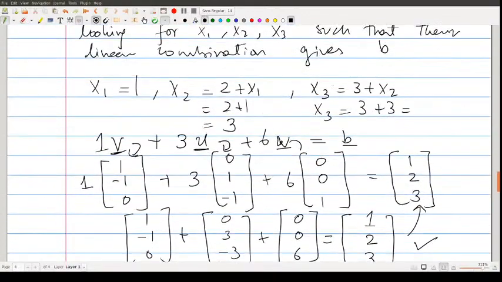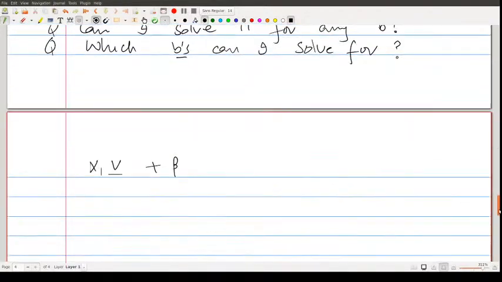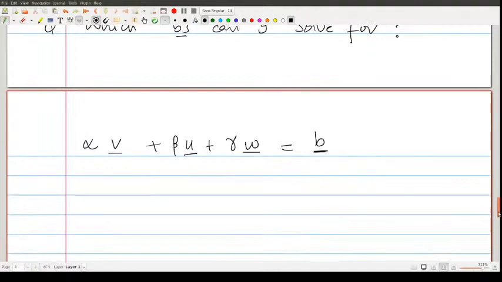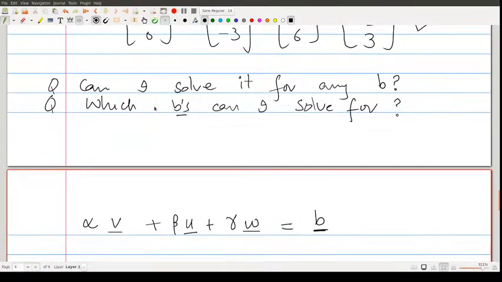Sorry, which one did I have? So let's take alpha V plus beta U plus gamma W. These are just numbers I'm scaling them by, equals B. And now the question is, what vectors can I solve for? Which Bs can I solve for?